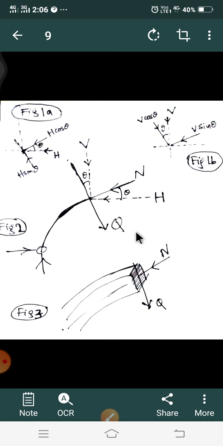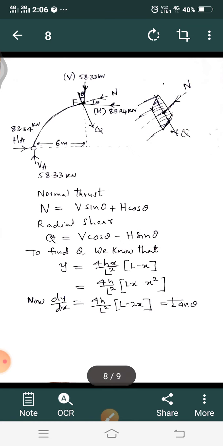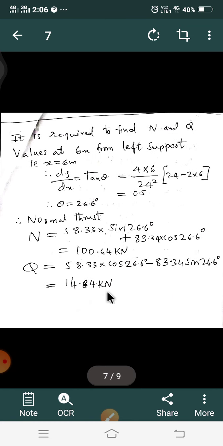So this is the end of the solution to the problem. Only up to this you are supposed to solve the problem.